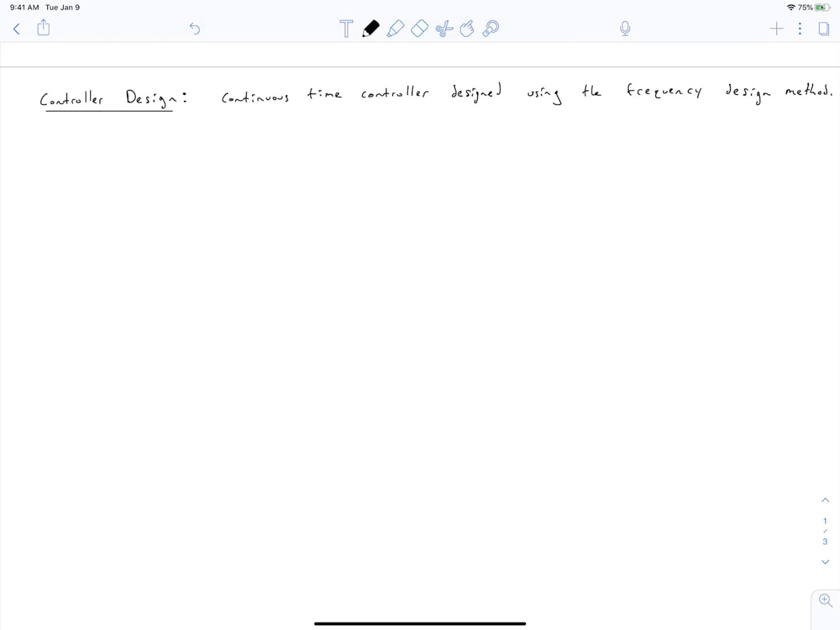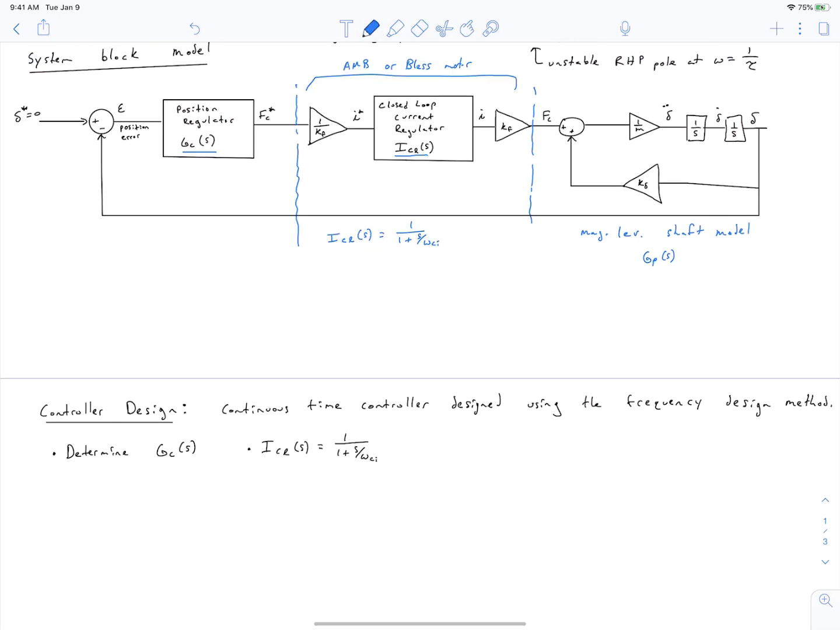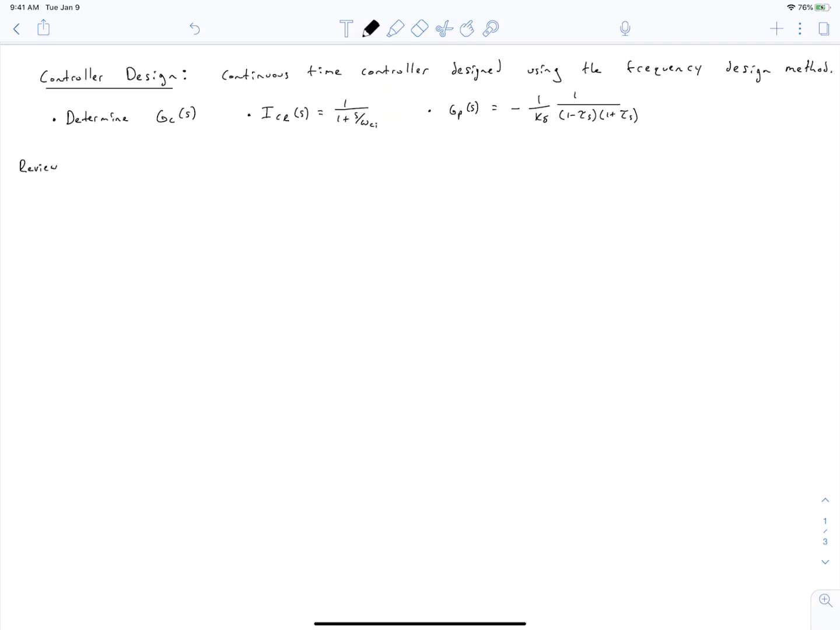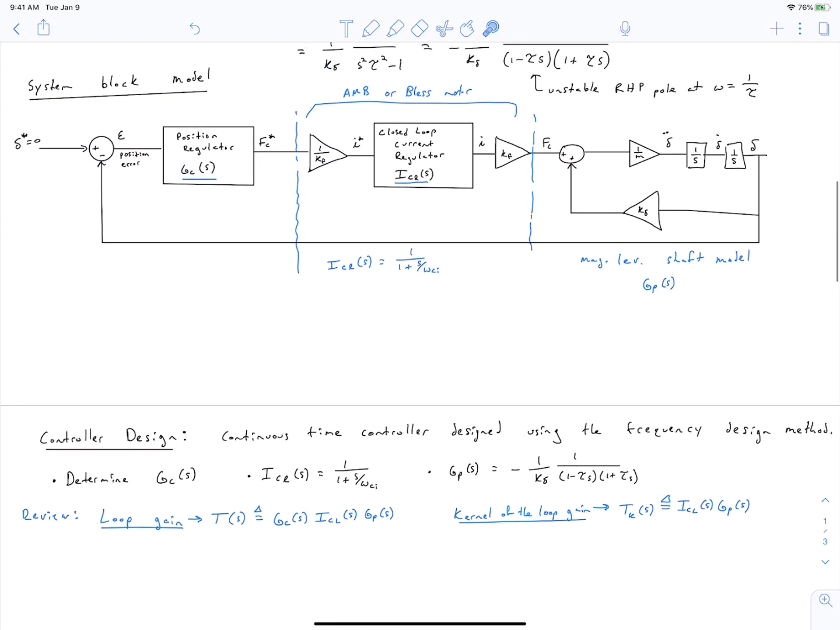We're now at the third portion of the video, which is talking about the controller design. And we're going to use the frequency design method to come up with a rather simple PID controller, or PID controller variant, to stabilize this system. So our goal is to determine the transfer function GC of S, which is this block right here.